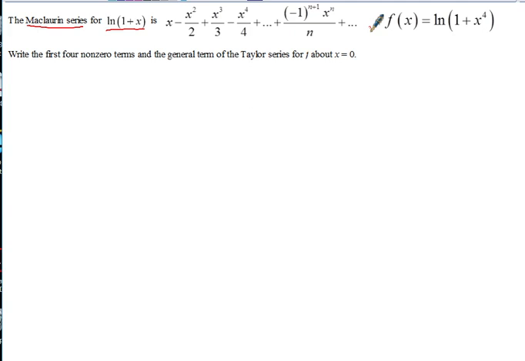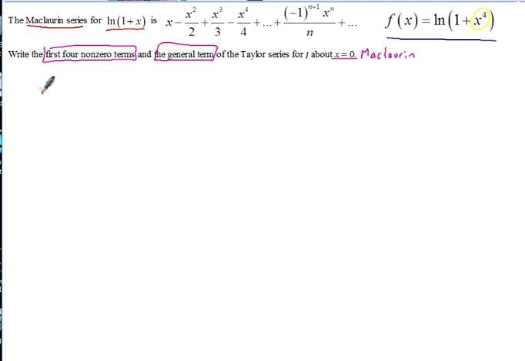And then they're saying f of x is natural log of 1 plus x to the fourth. Very similar to this, except notice one key difference. X to the fourth is in place of x. So again, it says write the first four non-zero terms and the general term of the Taylor series about x equals 0, which again is a Maclaurin series, really. So just like the other ones, we have to modify it.